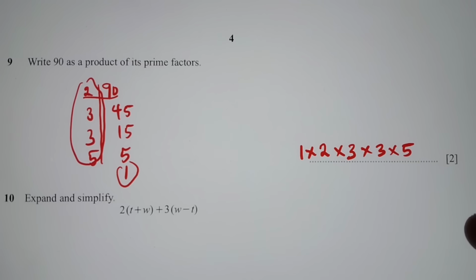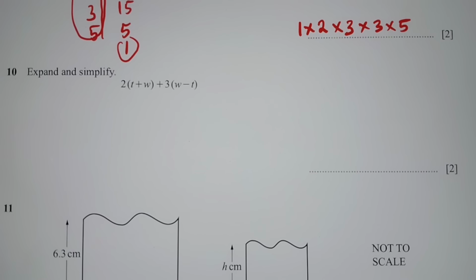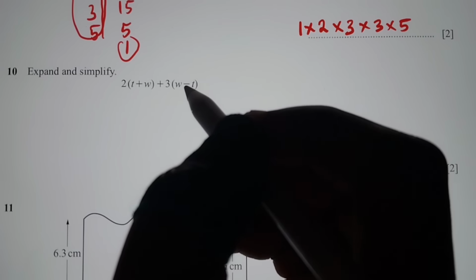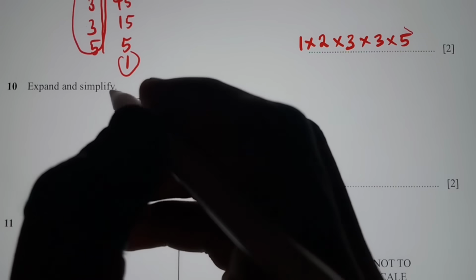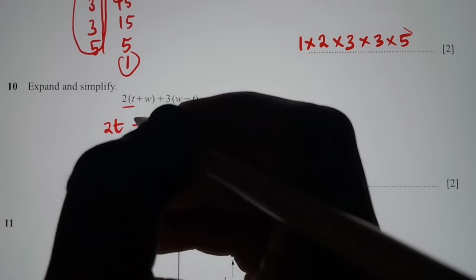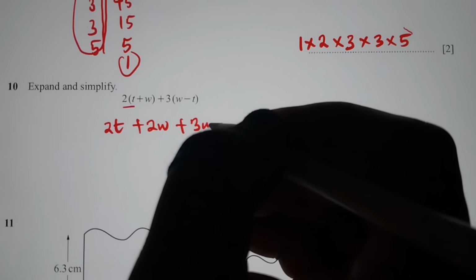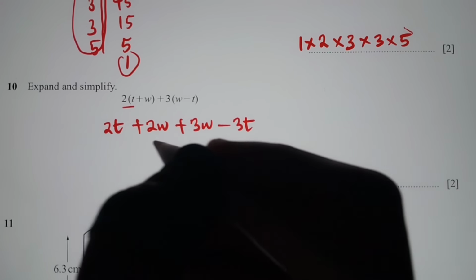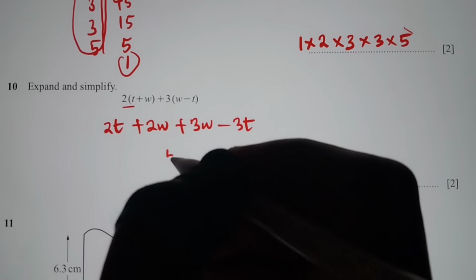Moving on to the last question for this video. Expand and simplify. So open up your bracket. 2 times t is 2t, plus 2w, plus 3w minus 3t. Then you simplify. So this is 5w minus t.